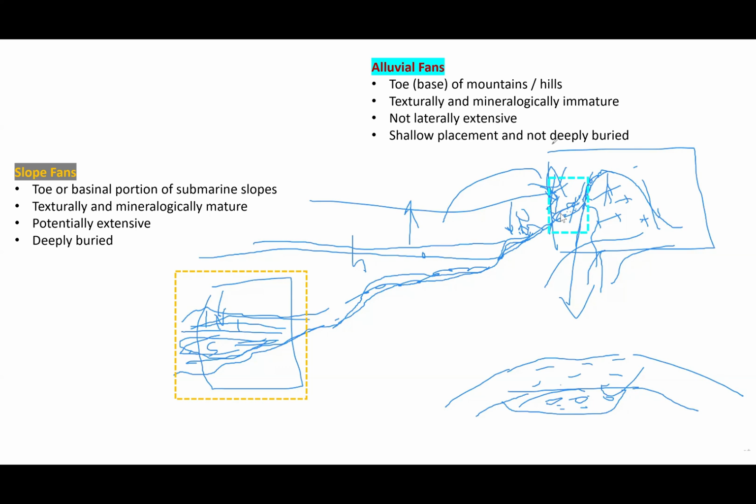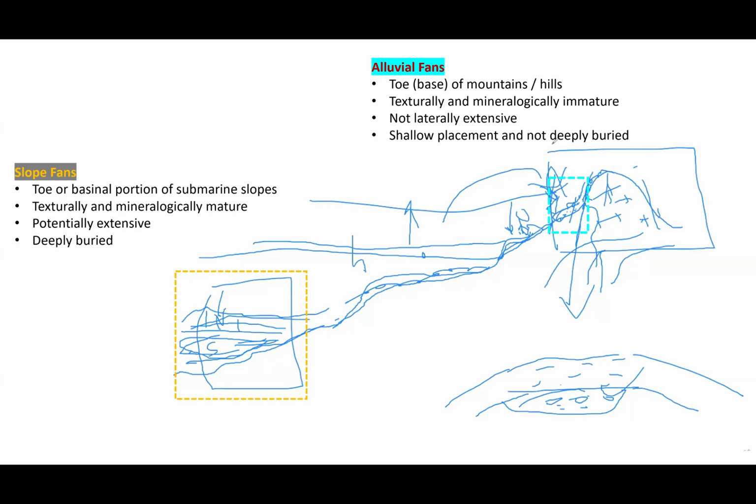So texturally and mineralogically immature, of course, because they are close to source, not a lot of transportation or traveling has been done. So you still find a lot of angular grains, clasts, different kinds of clasts, sometimes almost in the same state as the original or source material, poorly sorted. So it's going to be the poorest reservoir quality you can imagine because not a lot of traveling has happened.